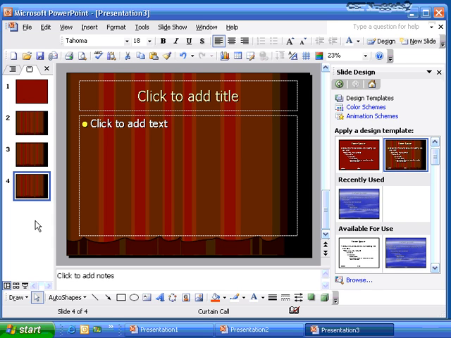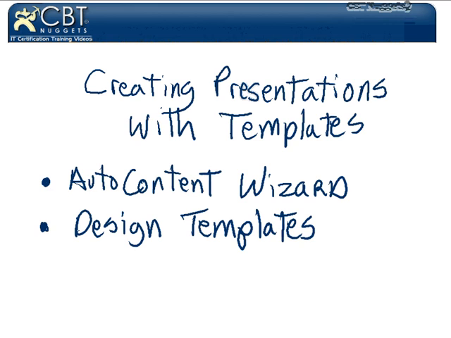So here we go. This is how we use a design template and how we use the auto configuration wizard. It's more powerful than a locomotive, able to leap tall office buildings in a single bound. It is the auto content wizard, which literally just enables us to create presentations on the fly. But they're pretty powerful. We like those.